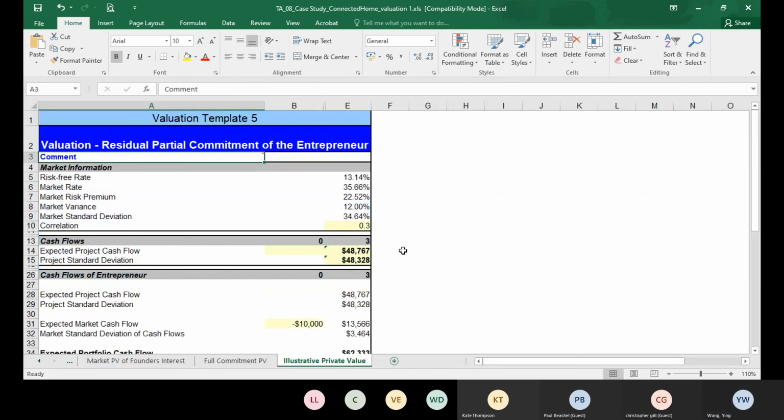So what the business wants to do is their own consideration. They find out that the risk-free rate, of course, is not the 3 or 6 months treasury bill we normally use in evaluation. For short-term investment, it's long-term investment, so that's 13.14%. Market rate is 35.66%. Market risk premium 22.52%.